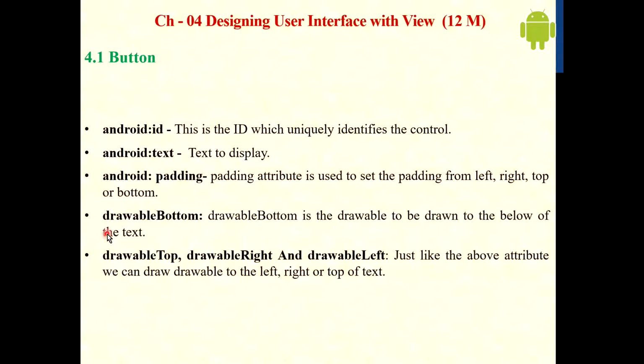Then next attribute, drawable. Drawable bottom is the drawable to be drawn below the text. Okay, so there are four attributes: drawableBottom, drawableTop, drawableRight, and drawableLeft. As per requirement we set the attributes, and what is the use of this attribute? To draw to the below of the text.